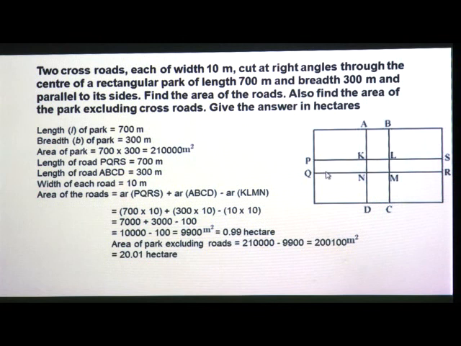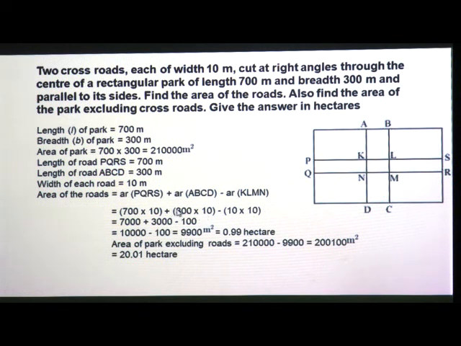This is 10 meter, already given in the question. So, 700 multiplied by 10 plus ABCD. The length of road ABCD is 300 meter, already written here, and the width is 10 only. So, it is multiplied by 10.